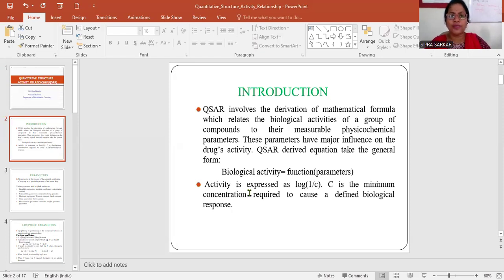So QSAR derived equations take the general form: biological activity depends on some different functions or parameters. Here activity is represented as log 1 by C. C is the minimum concentration required to cause a given biological response. Suppose paracetamol should have a concentration of 650 mg. If the 650 mg concentration is not present in a paracetamol, it will not reduce the fever or anything like this.